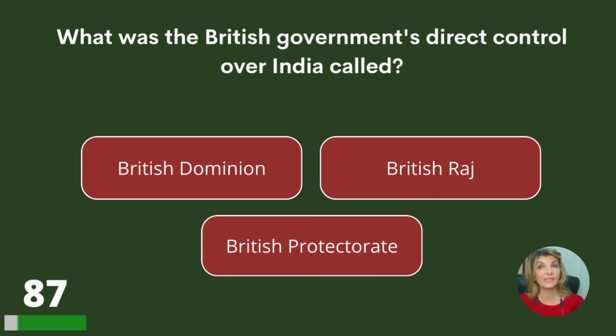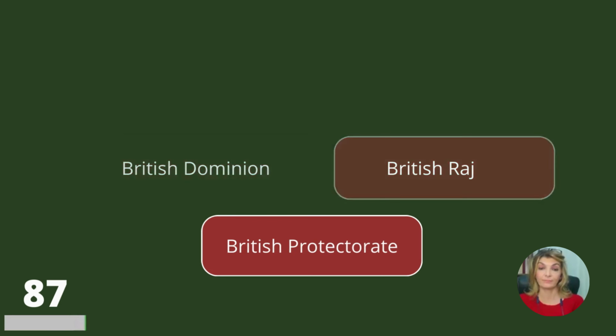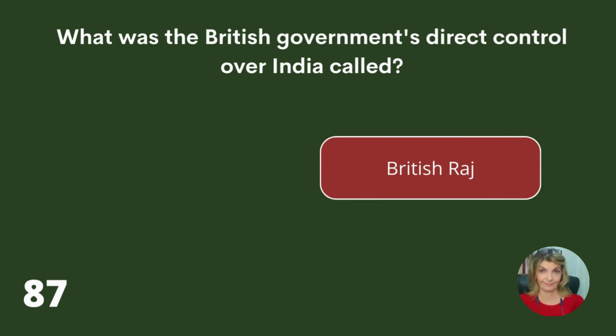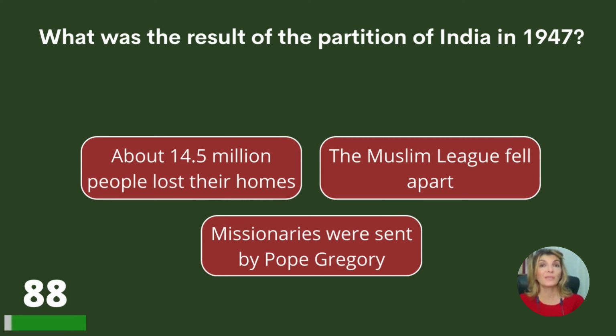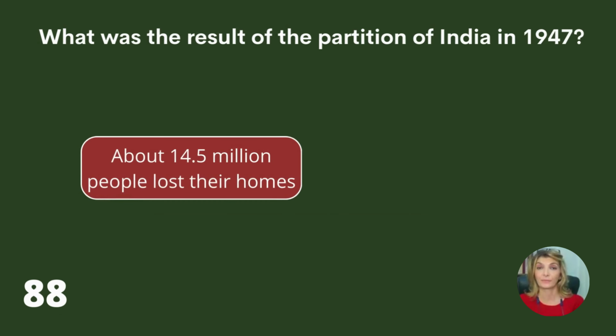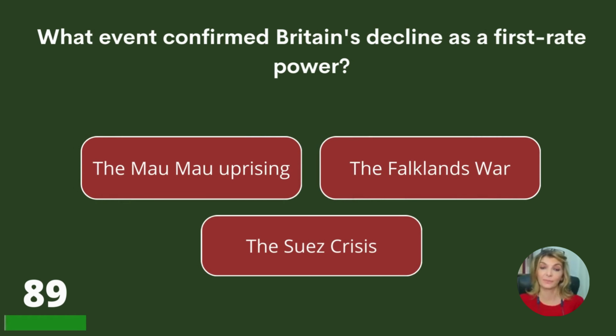What was the British government's direct control over India called? British Dominion, British Raj, or British Protectorate? British Raj. What was the result of the partition of India in 1947? About 14.5 million people lost their homes, the Muslim League fell apart, or missionaries were sent by Pope Gregory? About 14.5 million people lost their homes.